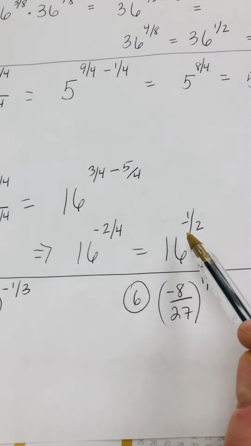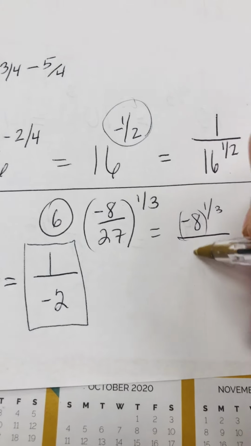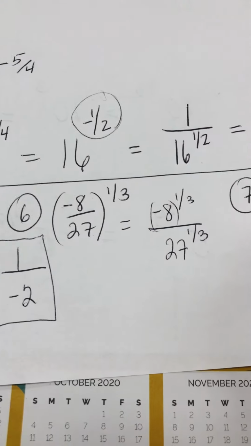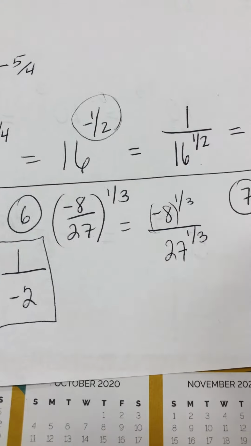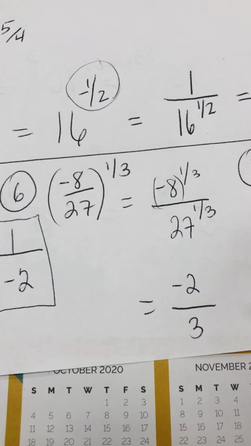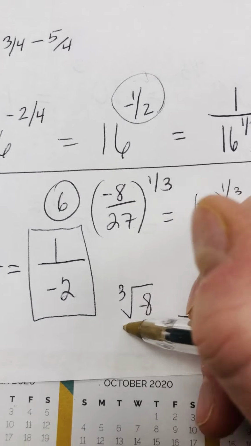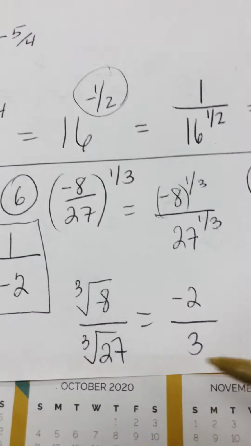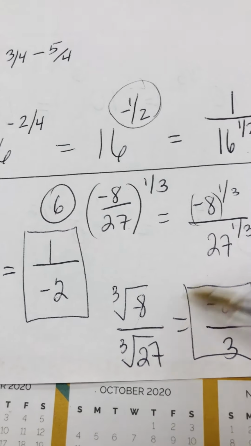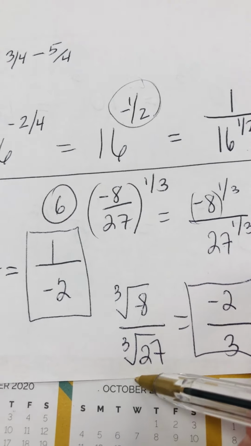All right, and then this one. Remember what I told you before: the exponent applies to both numerator and denominator. So this is equivalent to -8 to the 1/3 over 27 to the 1/3. As we just talked about, the cube root of -8 is -2, and the cube root of 27 is 3. So this could be written as the cube root of -8 over the cube root of 27. That's how I got this, so this is my solution, right? This is this, and this is that.